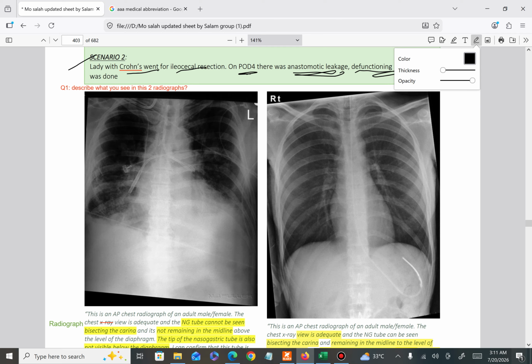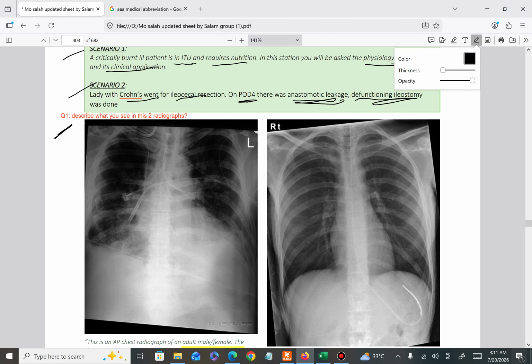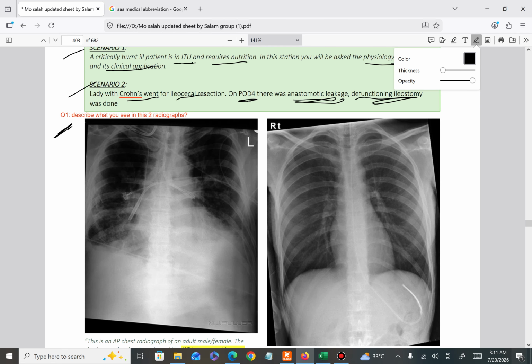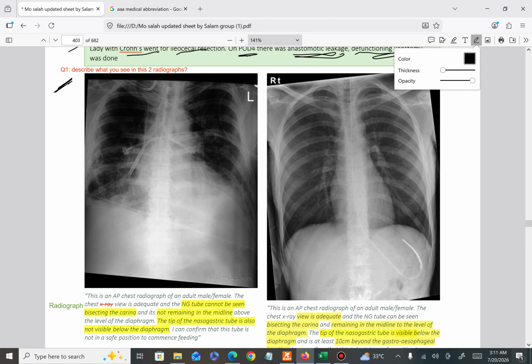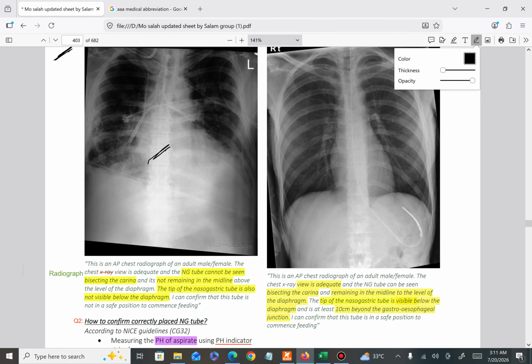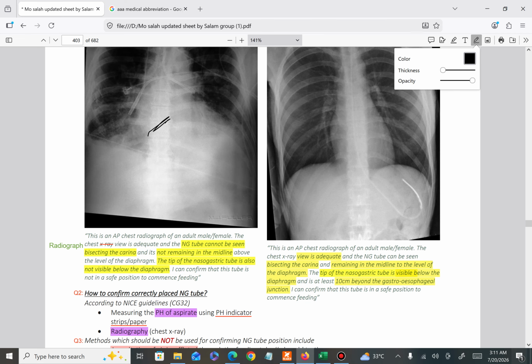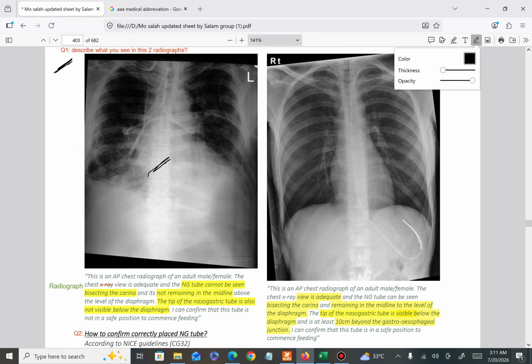describe what you see in the radiographs. Okay, so in this radiograph, this one, this is an AP chest radiograph of an adult, male or female. The patient gender would be mentioned.